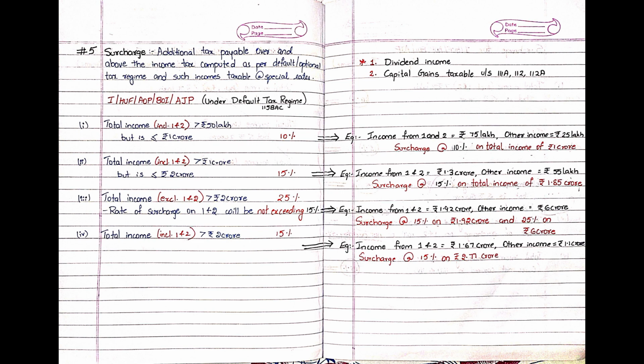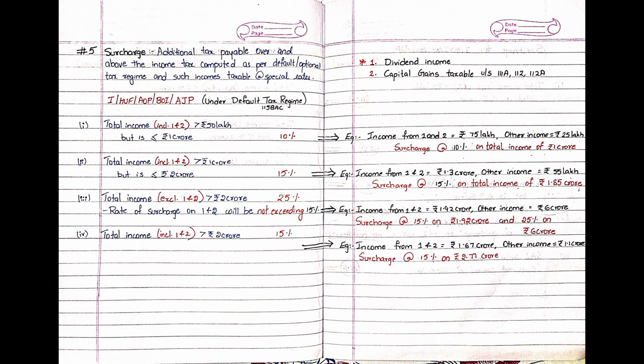Next case, the total income including 1 and 2 has exceeded rupees 2 crores. In such a case, the surcharge will be levied at the rate of 15%. For example, income from 1 and 2 is rupees 1.67 crores, and the other income is rupees 1.1 crore. Both the income from 1 and 2 and the other income are less than 2 crores. But when aggregated, it is exceeding 2 crores, that is rupees 2.77 crore. In such a case, the surcharge is levied on the total income, that is rupees 2.77 crore, at the rate of 15%. Let us repeat these rates again.